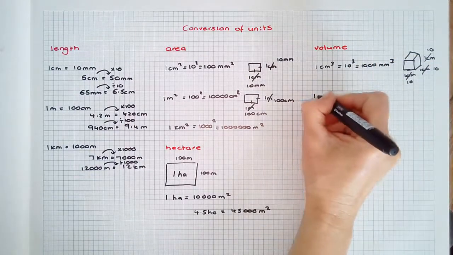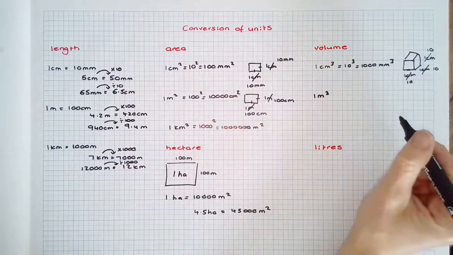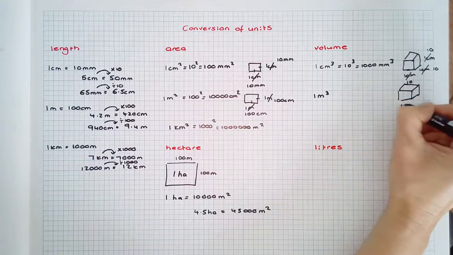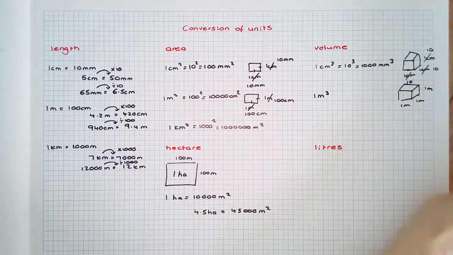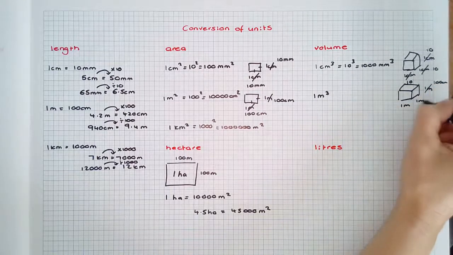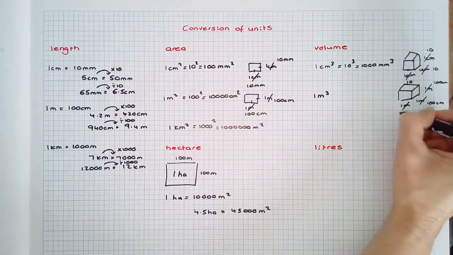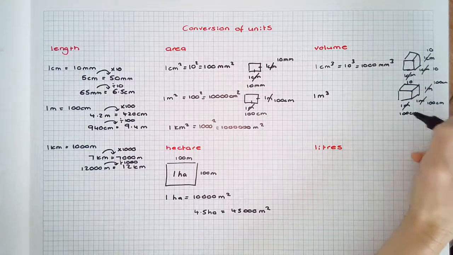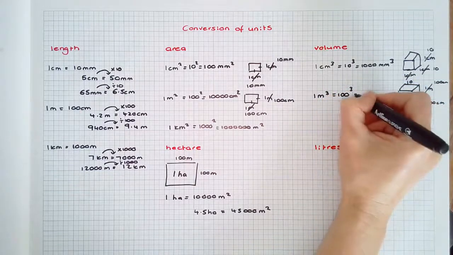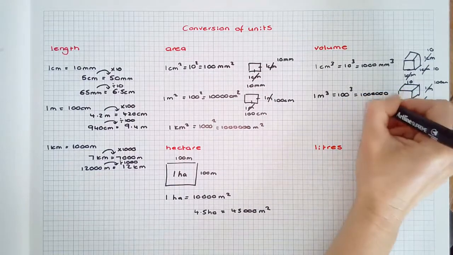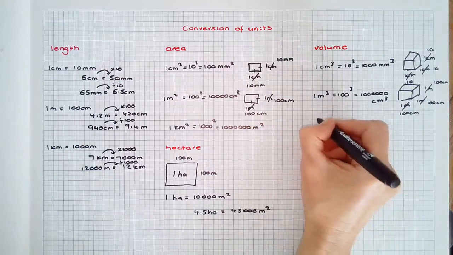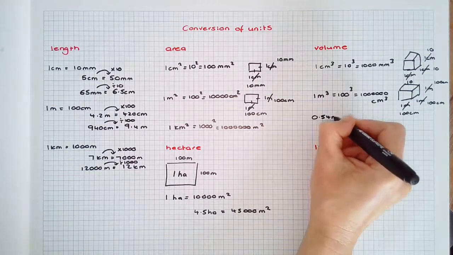Similarly, if we had 1 metre cubed, which is like the size of a washing machine, we would have a cube of 1 metre by 1 metre by 1 metre. If we wanted to know how many centimetres cubed, we've got 3 dimensions to change to centimetres. Therefore, the volume would be 100 cubed, which is 1 million centimetres cubed.